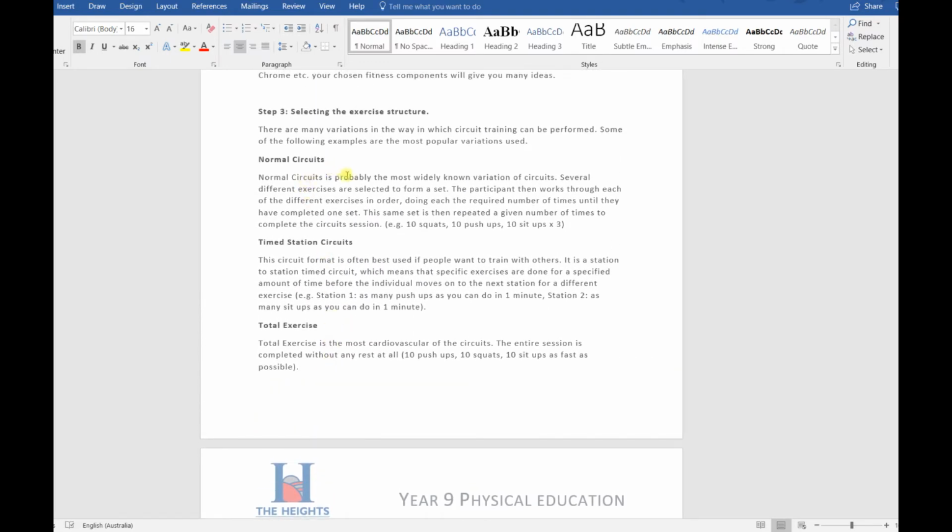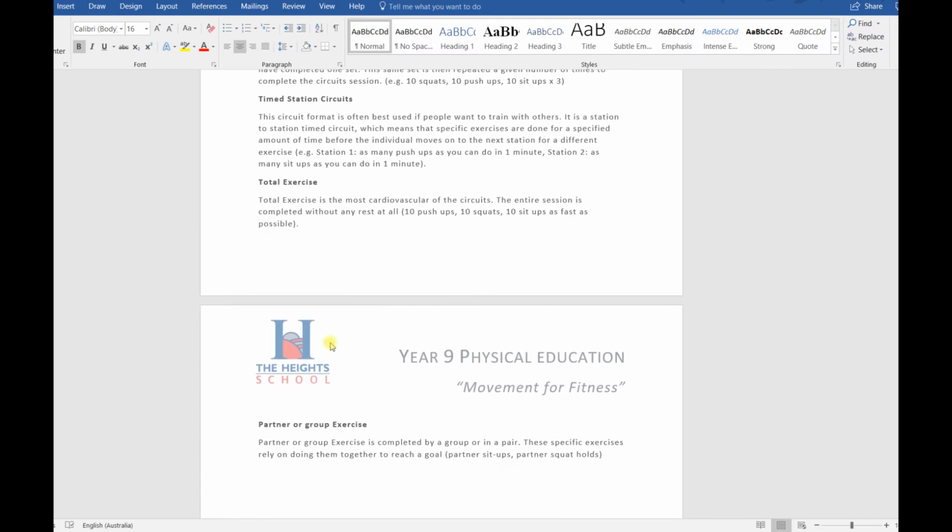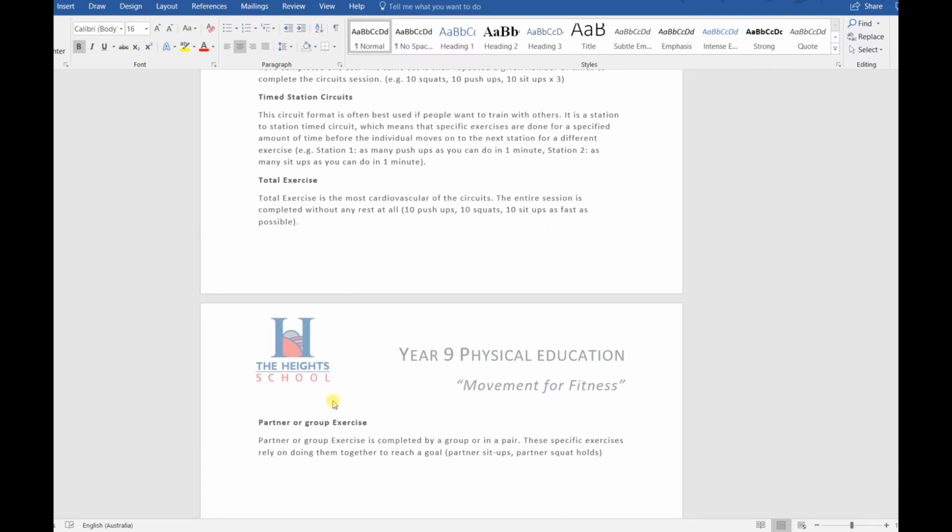Normal circuits, looking at a set number of repetitions. We also have timed station circuits that involve a certain amount of time doing the exercise that you've chosen. Total exercise, that's looking at doing a total number of repetitions of this exercise, and then after that you've completed the session without any rest. And lastly, our partner or group exercise, where your exercises involve a partner or doing them as a group.